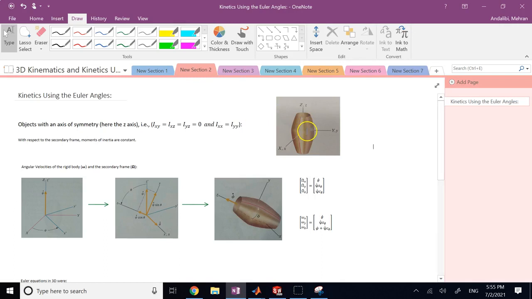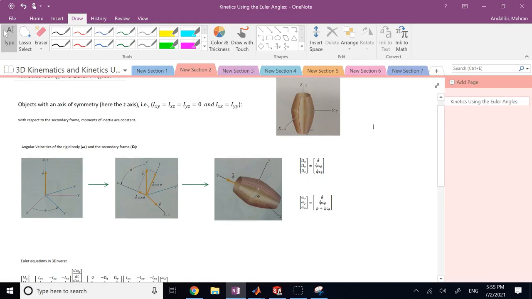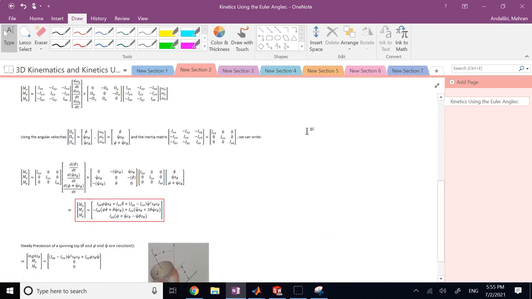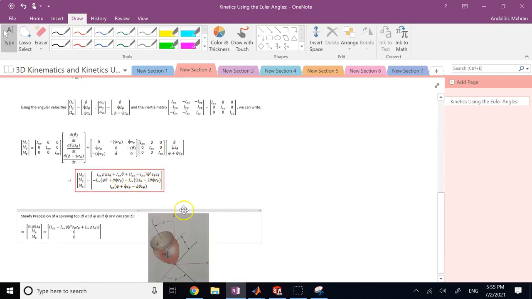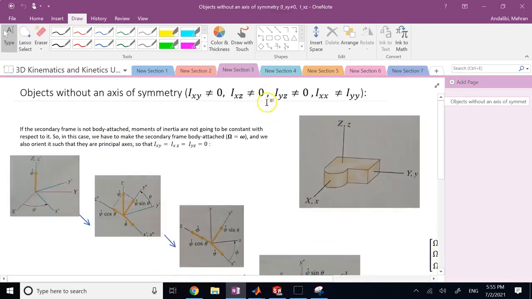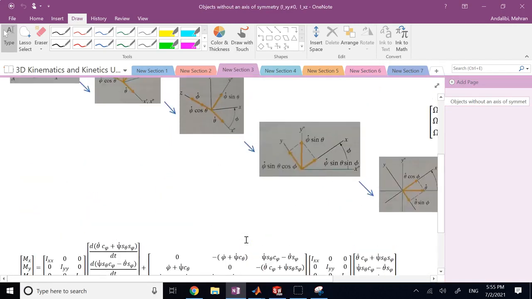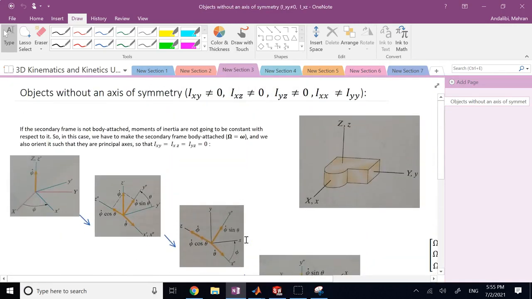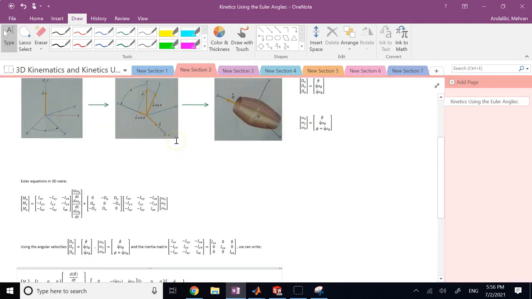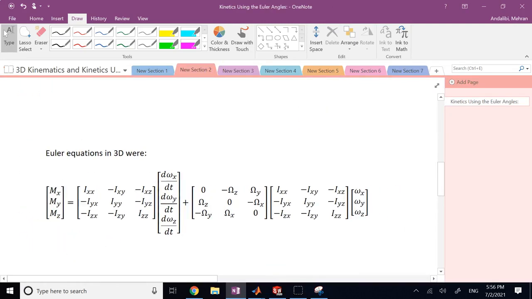For these objects, the way that we calculate the equations of motion and the shape of the equations of motion is less intimidating compared to the cases where the object does not have any axis of symmetry and for which the equations of motion are quite a little bit more complicated and maybe more intimidating. But in general, the idea of both of them is to follow what we had in that 3D kinetics video.